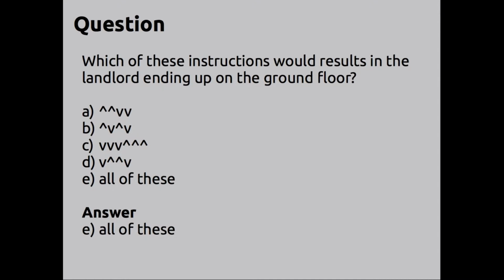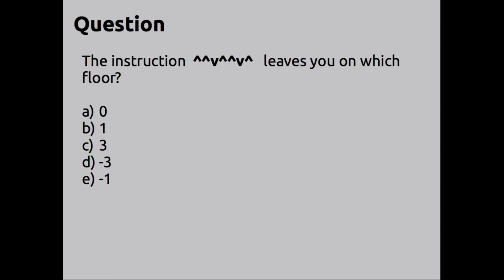The correct answer is all of these. Each one of these goes up or down and leaves the landlord on the very first floor, floor 0. The instruction up, up, down, up, leaves you on which floor?